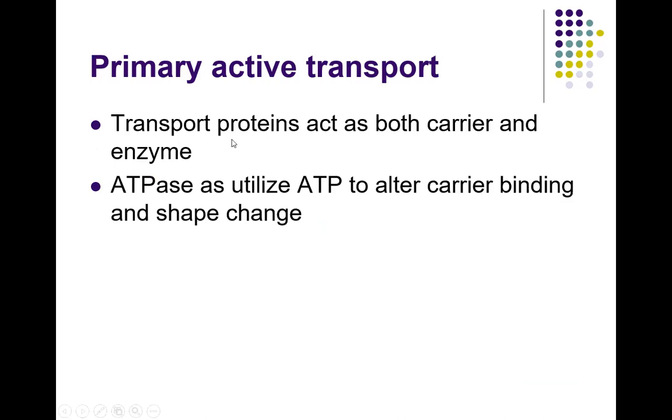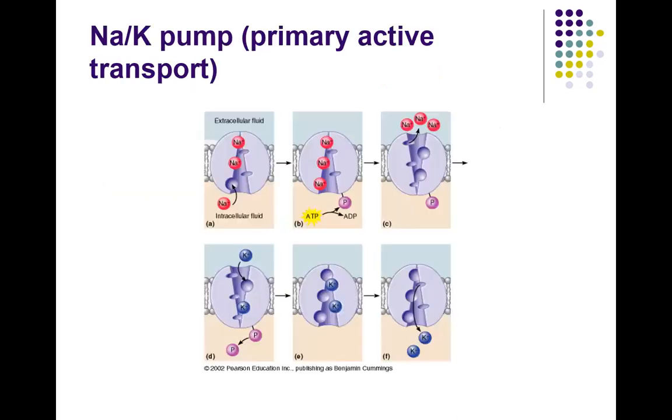So the transport protein, that protein pump, acts as both the carrier, because it's taking molecules in or out of the cell, or both in the case of the sodium potassium pump, and as the enzyme. It acts as the ATPase enzyme that breaks down the ATP. It converts ATP to ADP, which releases that energy. So the ATPase enzyme uses ATP to alter the binding sites and change the shape of that molecule, and that allows those molecules to enter and exit the cell.